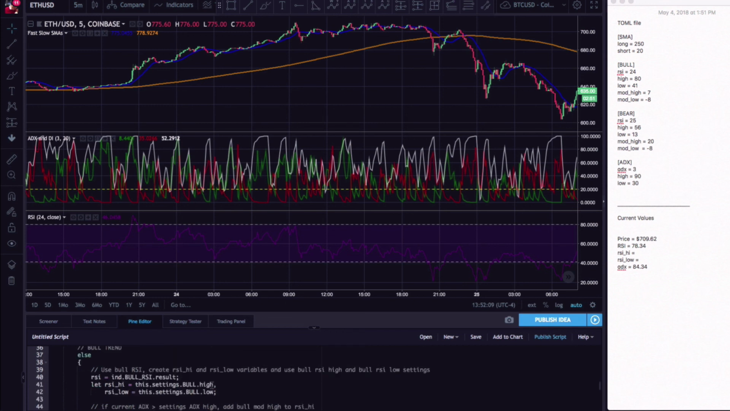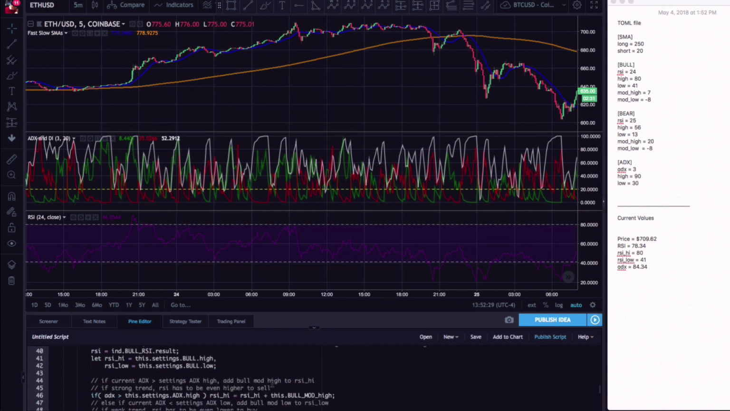Okay, so now we're going to set the RSI to equal the bull setting. So again, it is RSI to 24 interval. So the RSI high equals the bull.high, which is 80. And the bull.low was 41. So we have all that set.